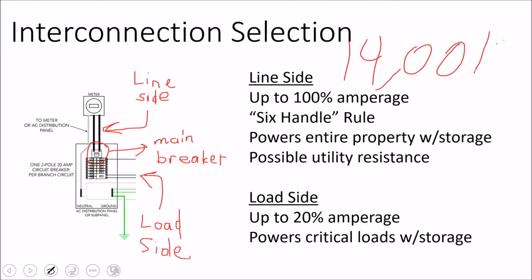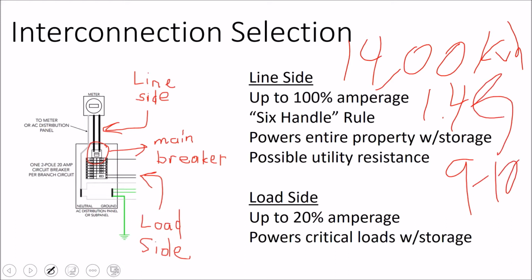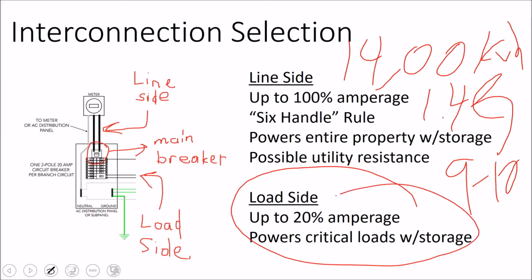14,000 kilowatt hours. And so we know our golden ratio from yesterday with PV Watts. If I'm producing 1.4 kilowatt hours for every watt in my system, to get 14,000 kilowatt hours, all I need is about a 9 kilowatt system or a 10 kilowatt system, and I can make that. So I could, for most homes, do a load side connection and knock out 100% of my bill.